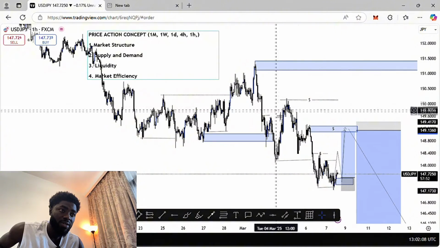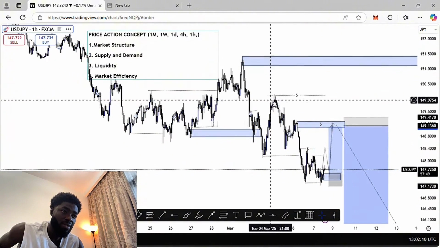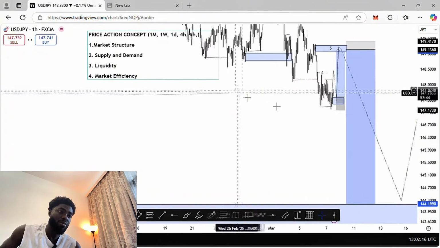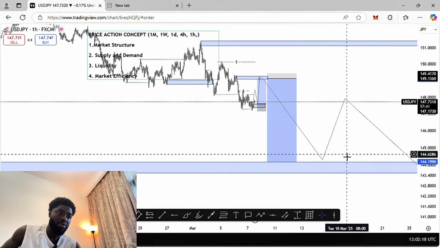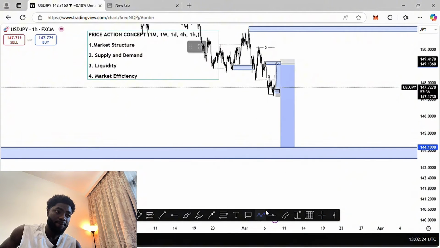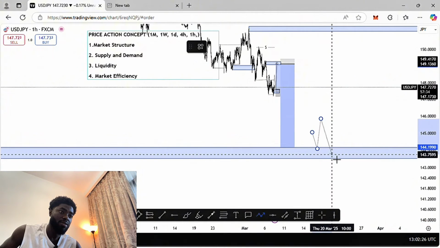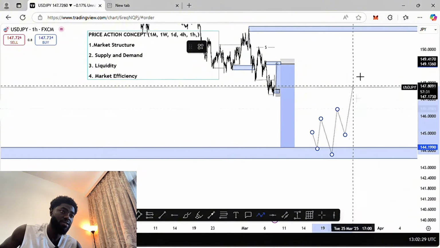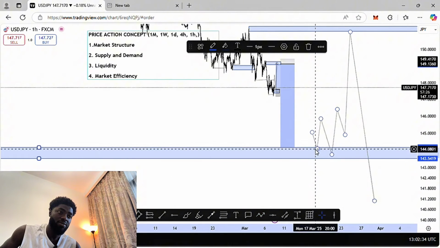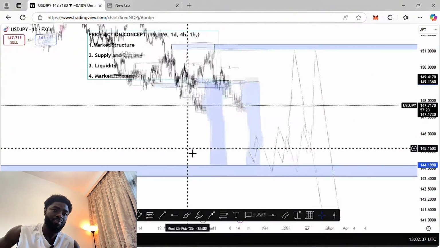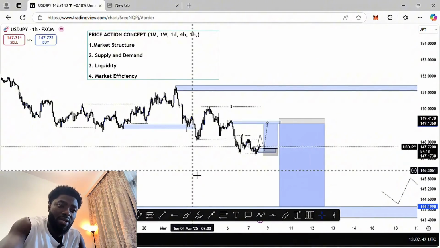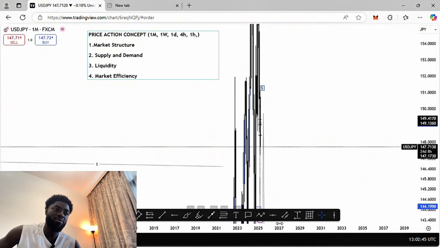So now this is where I'll be looking for a sell. And maybe if price comes to this zone and we manage to get a shift in price, then I will target here and then look for a bigger sell here. So nothing much. This is USDJPY, and overall monthly we're looking for a huge sell.